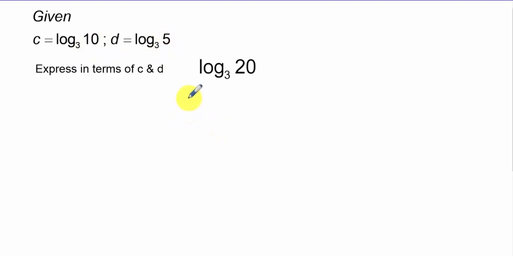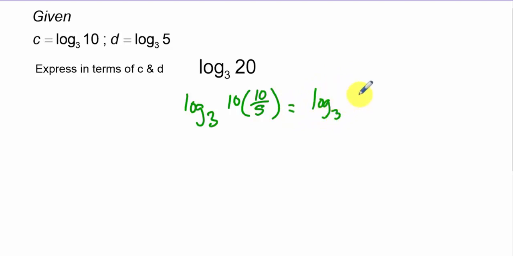So let's take a look and rewrite this. This is the log base 3, again, we said this is 10 and 2 of 10 times 10 over 5. All right, and you could rewrite that if you want. This might even be a little bit easier. Log base 3 of 100 over 5.